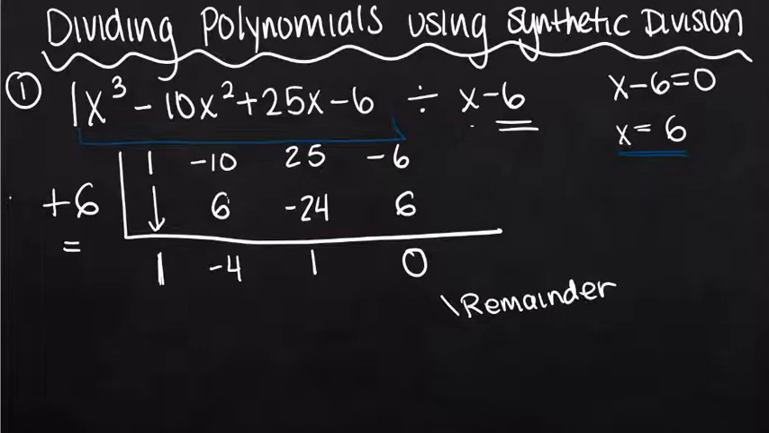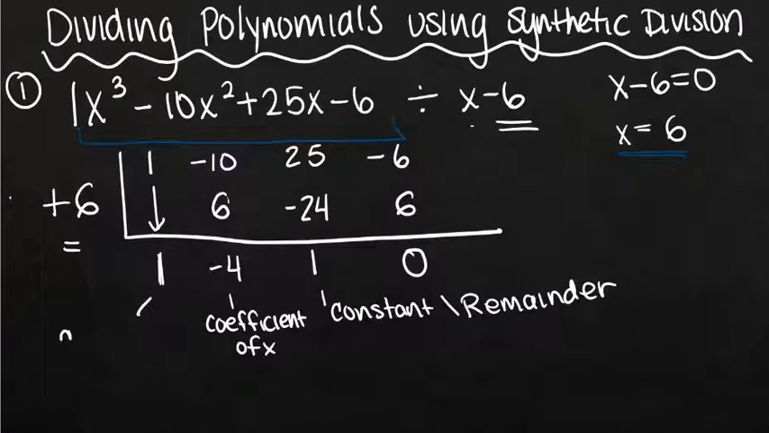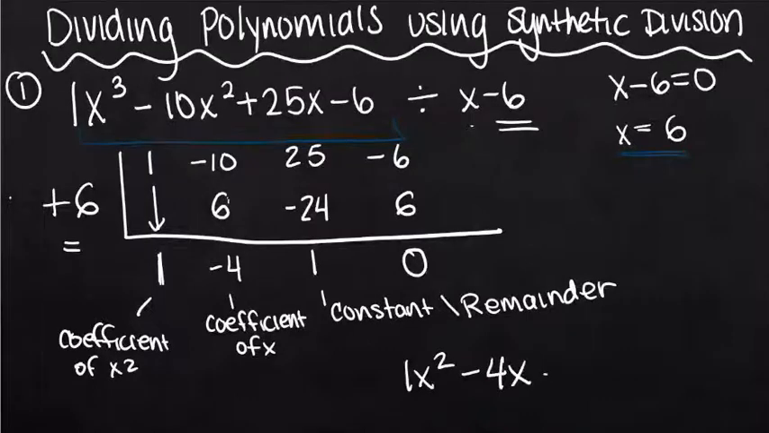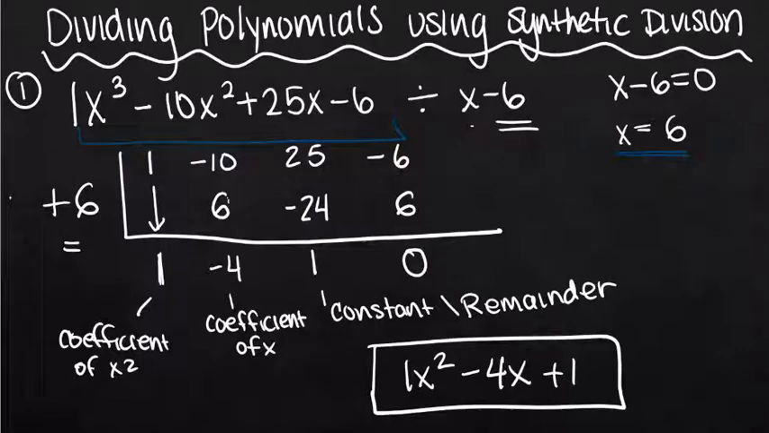And what I like to do is just work backwards. So this would be my constant. This would be my coefficient of x. And this would be my coefficient of x squared. And so when I divide, my answer will give me, well, 1x squared minus 4x plus 1. And remember, your remainder is 0, so you don't need to write it out.